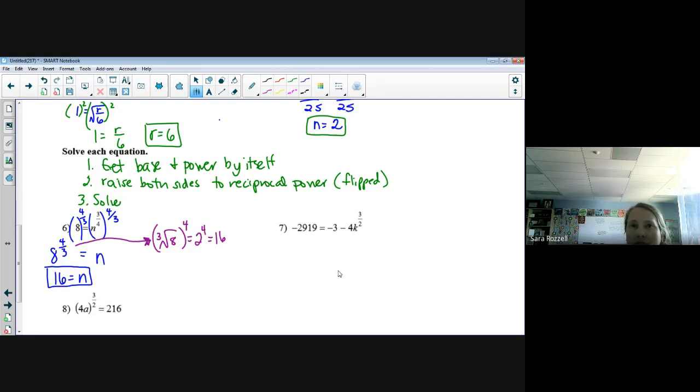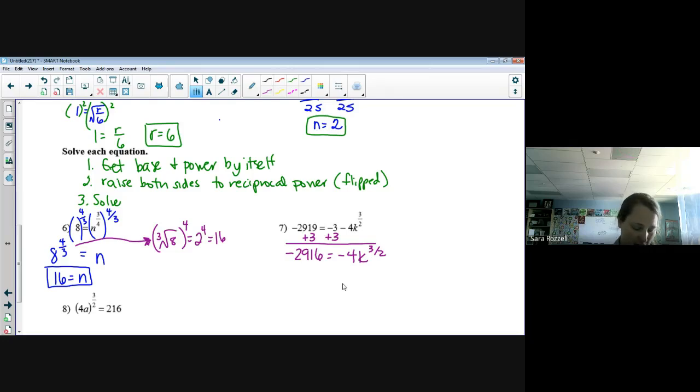Number 7, is it ready for a reciprocal power yet? Is the base and the power by itself? No, not yet. We have 2 things we're going to have to move on this one. The first thing we'll move is our 3. How we're going to get rid of this minus 3, what operation? So we'll add 3 to both sides. So we have negative 2,916 equals negative 4k to the 3/2.